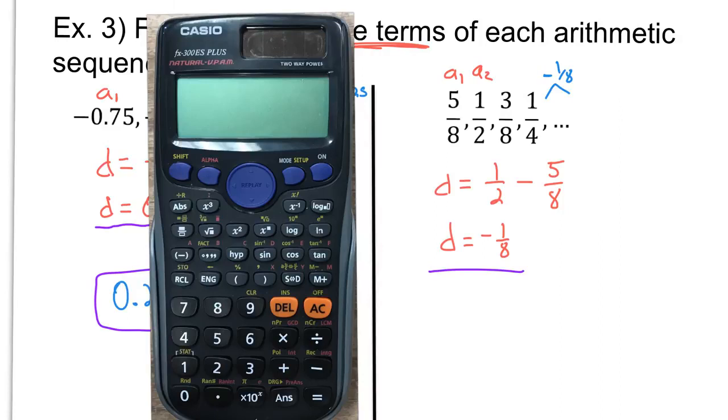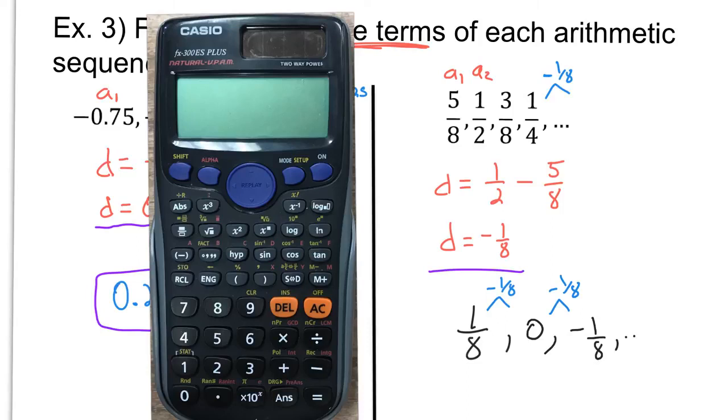So let me just subtract using the calculator. When I subtract 1 over 4 minus 1 over 8, I got positive 1 over 8. So that's the next term. For the next term, you have to subtract again. So I'm going to put 1 over 8 minus 1 over 8. Remember, that's the common difference here, -1/8. So 1 over 8 minus 1 over 8 equals 0. And the next one, you're going to subtract 0 minus 1 over 8. You can use the calculator if you want to. 0 minus 1 over 8 is -1 over 8.